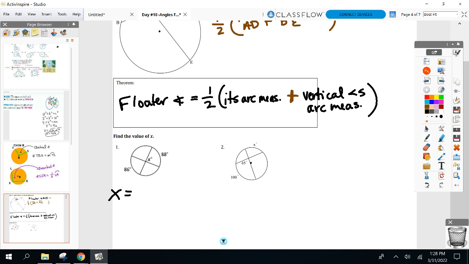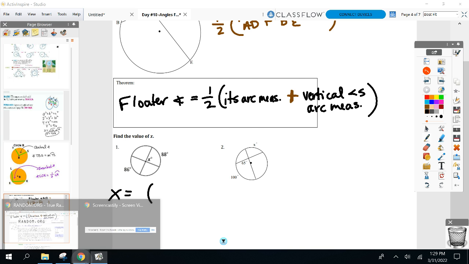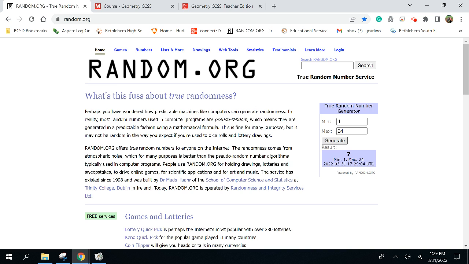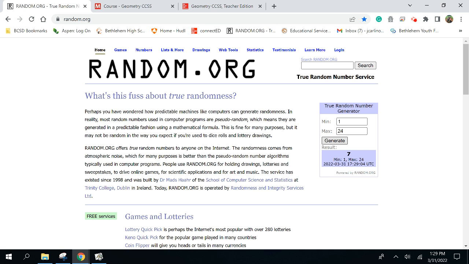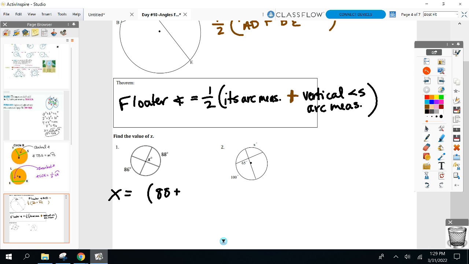So how do I find the floater? I take its arc. What's its arc measure? Angle X belongs to what arc? 88. That's all I needed. Plus its vertical angle's arc, which is 86. And I'm taking half of it.